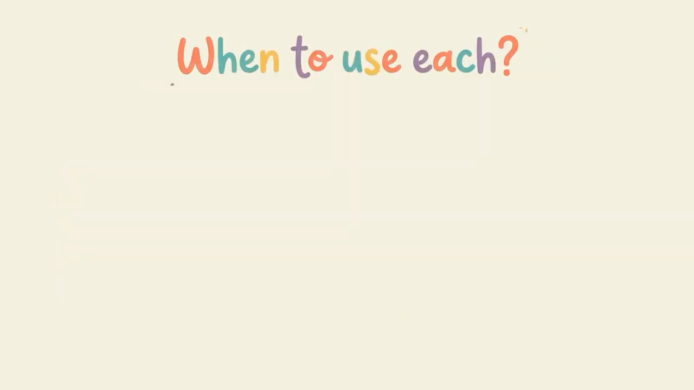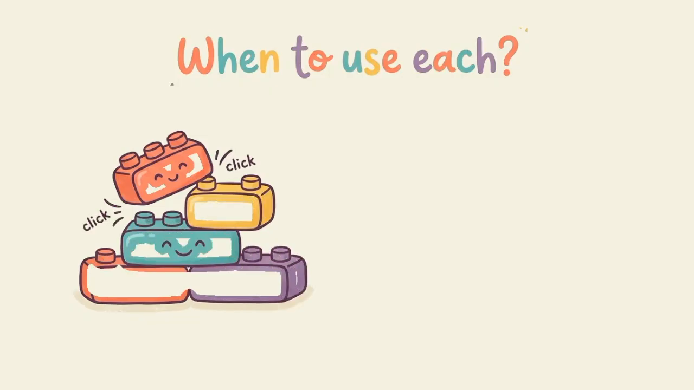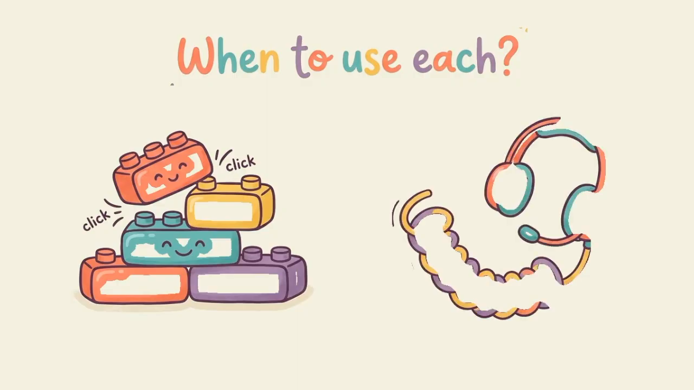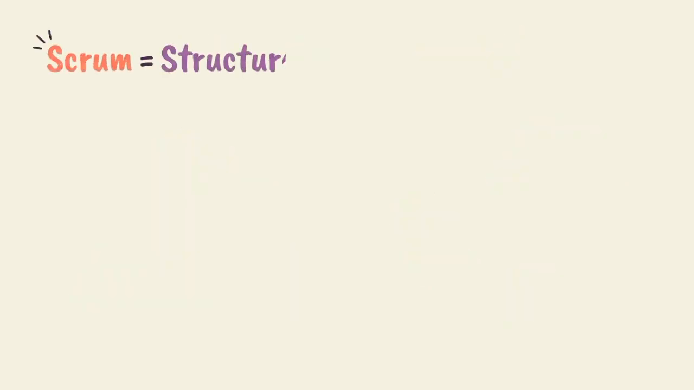So when should you use each? Use Scrum when your team benefits from structure, clear roles, regular reviews, and planned iterations. This is common in product development teams building new features. Use Kanban when work arrives continuously, priorities change often, and flexibility matters more than fixed time boxes, such as in support or service teams. To summarize, Scrum gives you structure through sprints, roles, and events.